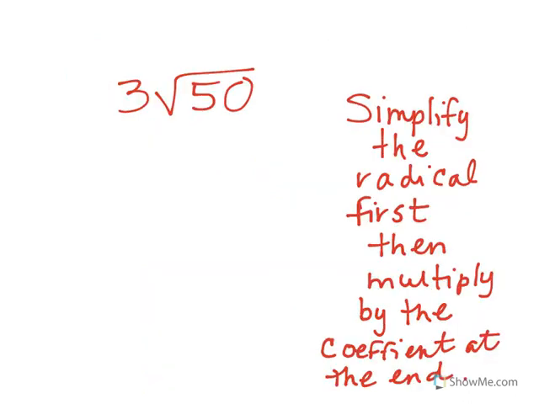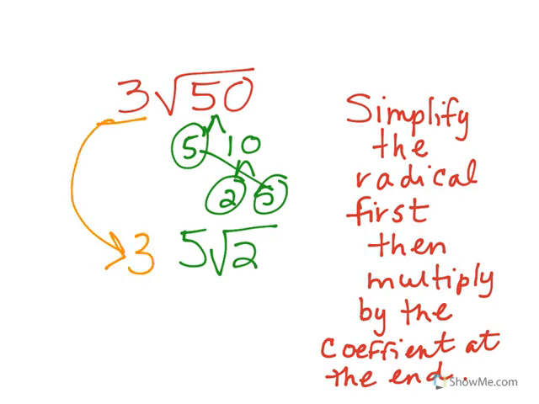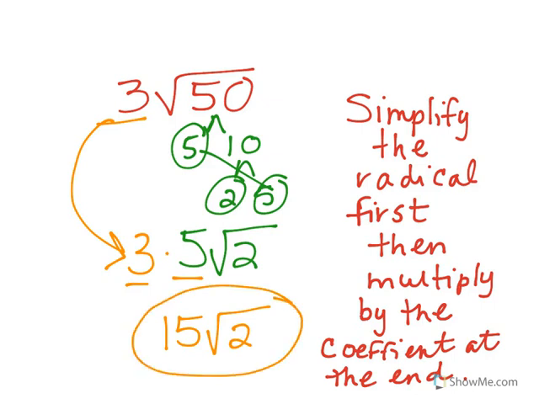Okay, so if you have 3 square roots of 50, the first thing that you're going to do is simplify the radical. That means you're going to simplify what's in here. So 5 times 10, and then 2 times 5. So all of these are prime. I do have a pair of 5s that could come out, and 2 stays inside. But I also have to not forget that I already had that 3 on the outside, so I bring it down and multiply by the other outside number. So I'm going to multiply the 2 coefficients, which is the number in front. So I have 15 square roots of 2, and that's simplified.